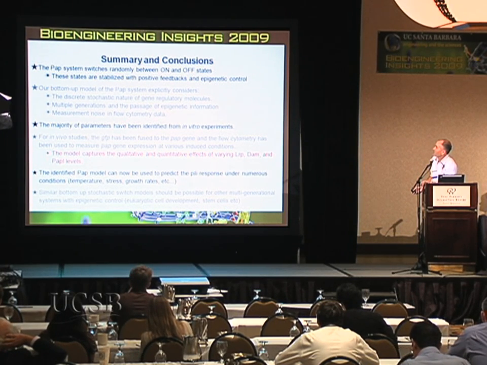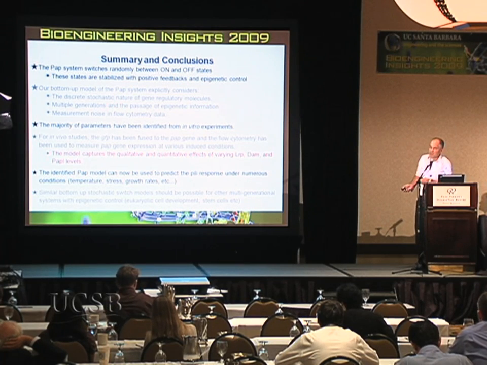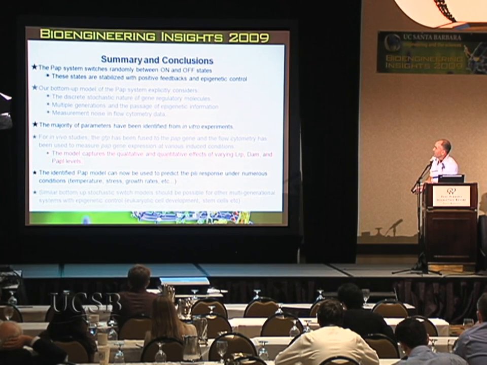And they are also looking at our flow cytometry data, and I do not understand how they do this. It amazes me that they can actually look at the flow cytometry data and get more out of it than I would by looking at just a nice peak. But they were able to actually go back to their first principles and use that data to understand our system, and it appears to be working. The model captures the qualitative and quantitative effects of varying LRP, DAM, and PAP-I.